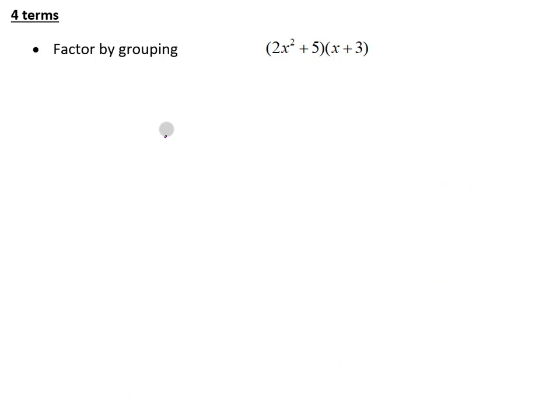Okay. Next up, we have what's called factoring by grouping. This is the other new tool in our toolkit. So we're going to begin by multiplying these two things together.